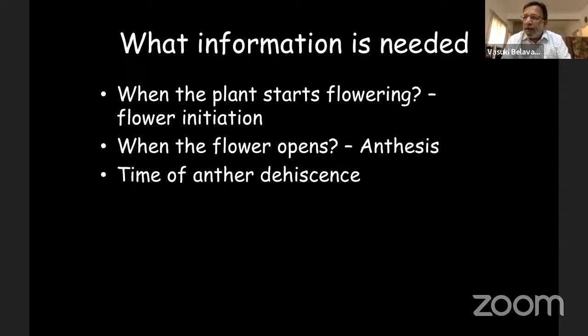So there are several adaptations for this. There are plants where the pollen dehiscence or the anther dehiscence occurs before the flower opening, which is referred to as cleistogamous. So the pollen is ready even before the flower opens, and the pollination would have occurred even when the flower is closed. So that is a self-pollination adaptation.